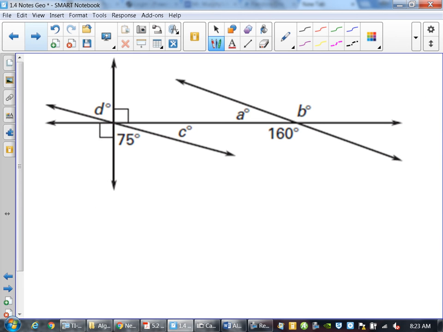We also start to get into stuff that looks like this, as we start to walk through things. In this case here, do you know what that little box means? The right angle. How much does that measure? 90 degrees.